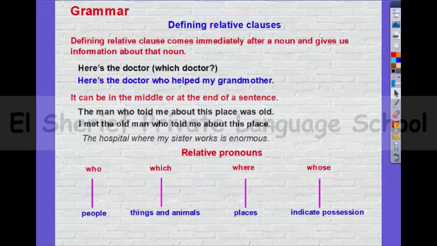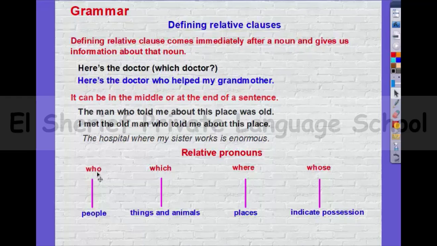So now let's move to this grammar lesson. So today's grammar lesson is titled Defining Relative Clauses. And to understand this more clearly, we have to start with the relative pronouns. So what is a relative pronoun? A relative pronoun is a pronoun that links two sentences together. Here we have some of these relative pronouns.